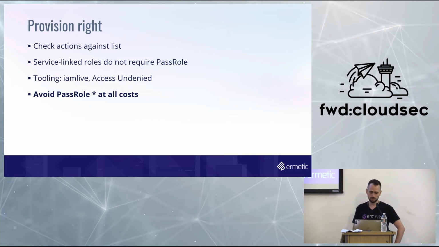And use some tooling. So both IAM Live, which I won't go into detail right now, but you run the code and it tells you the permissions, and Access Undenied, the tool I wrote about undenying access denied information, have the database embedded into them. And just avoid PassRole star at all costs, even if it makes the projects delay or things become harder, because the fact that it's an obfuscated way to make priv-esc easy in your environment doesn't mean that that's not exactly the checkbox that we are marking when we do this. And so you just have to be aware and have to avoid doing that whenever possible.